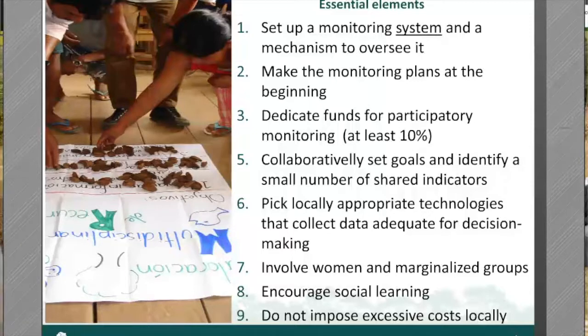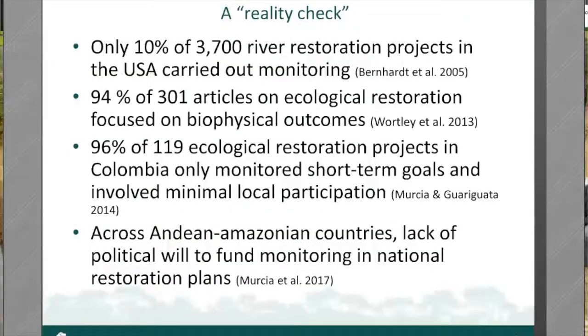Involve women and marginalized groups. It's been shown that women see the outcomes of restoration or reforestation differently from men, and they benefit differently, so it's important to have gender consideration. Encourage social learning, in other words, hold workshops and discussions on how and why things are working or not working. And do not impose excessive costs locally. And by cost, it's not only financial, but you can also think about the time needed for a local community or a local group to measure any attribute or any indicator that has been agreed upon previously.